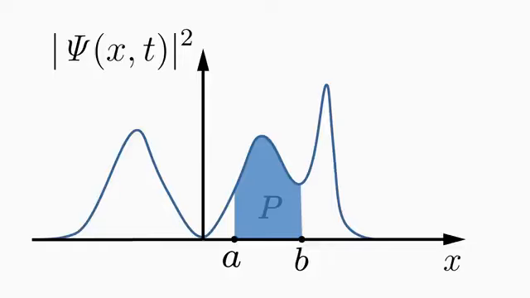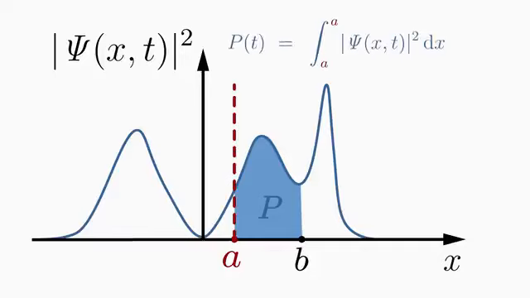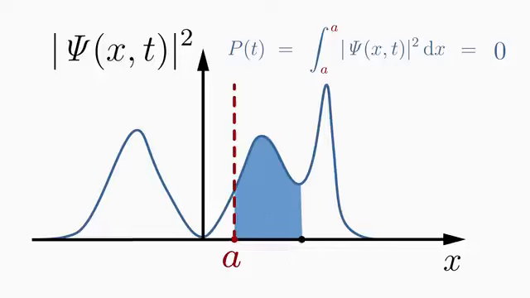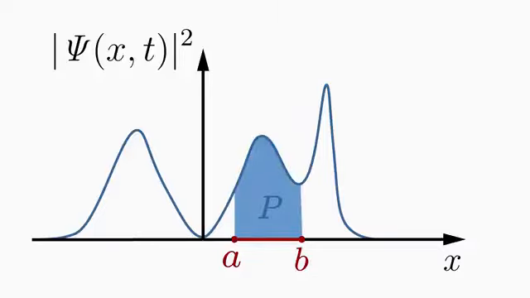Note, however, that it is not possible to specify the probability of the particle being at a certain location, for example at x equals a, but only for a spaced region, here between a and b. If you try to determine the probability at a single point in space, the integral becomes zero, because the area under the curve at a single point in space is zero. Therefore, we always calculate the probability of the particle being in a certain space region.